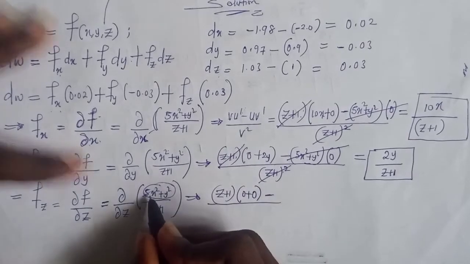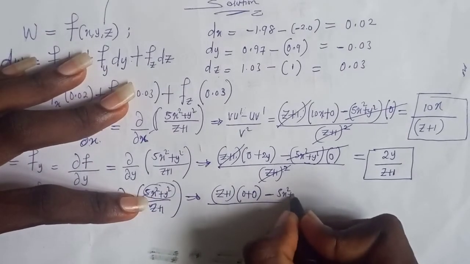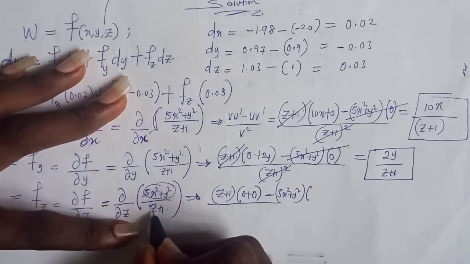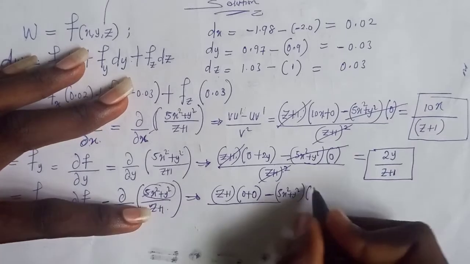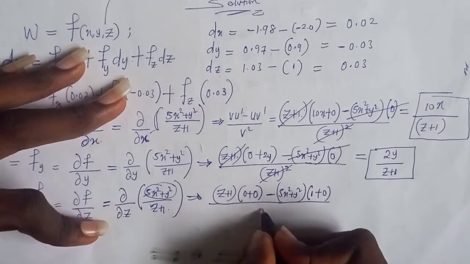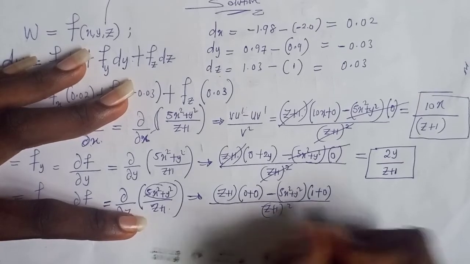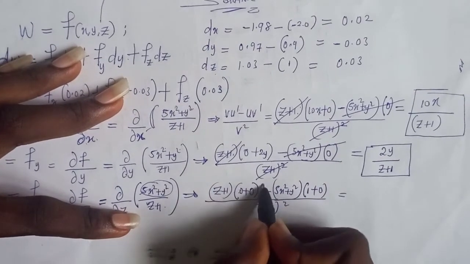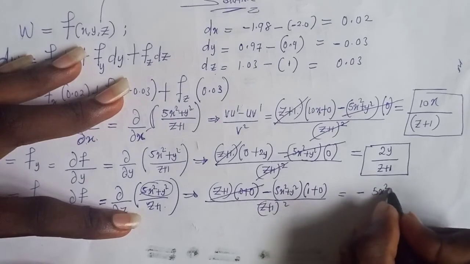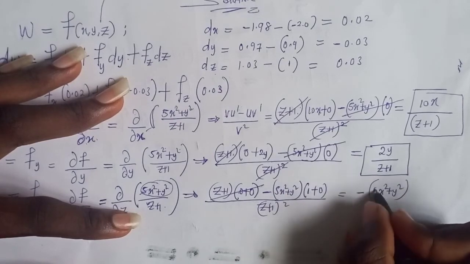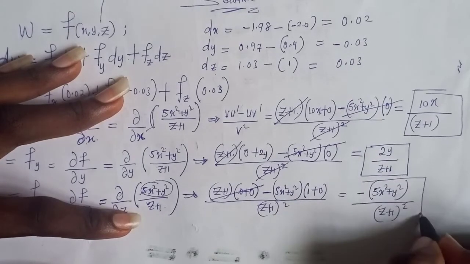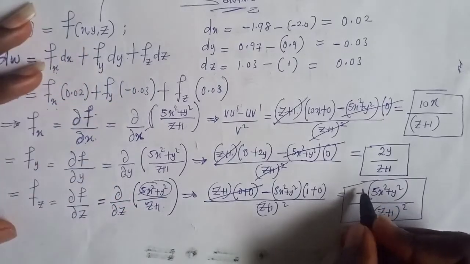Then minus, we need u. U is 5x square plus y square. Then u v prime. V prime is differentiate z plus 1 partially with respect to z. Differentiate z, that's possible, that's 1. Plus differentiate a constant, that's 0, no matter what it is. So I will have over v squared. So it is clearly seen that 0 plus 0 is 0. This becomes 0. So I will end up having just negative of 5x squared plus y squared inside the bracket, then divided by z plus 1 squared. So this expression here gives me the result for fz.